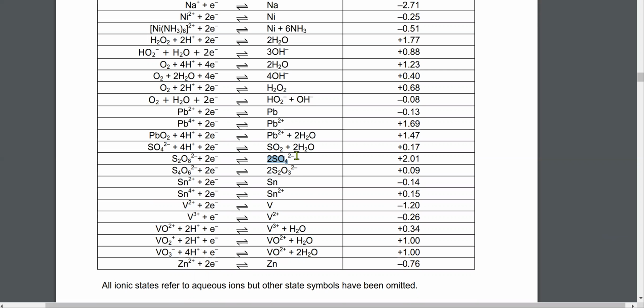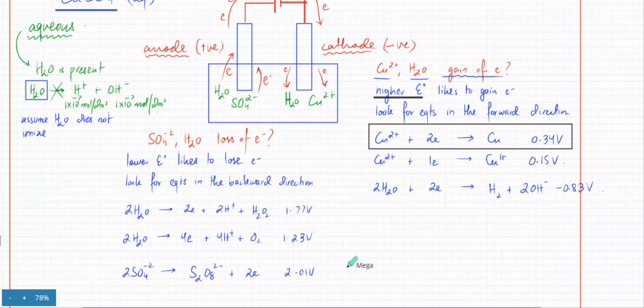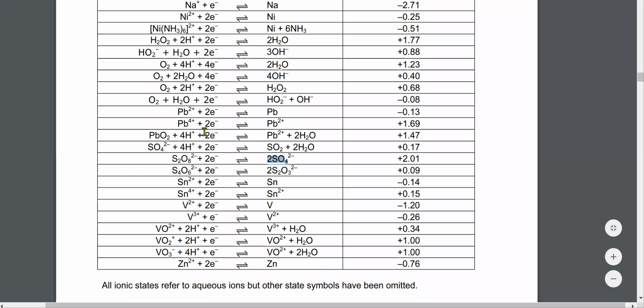So this equation is 2SO4 2-. It would end up losing electrons to form S2O8 2- plus 2 electrons, and the value is 2.01 volts. Okay, that's the value. So I've written that down as well. Now, in the actual paper, you don't have to waste time writing these equations, because these equations would be written in the data booklet. You would just mark them over here, and you're going to select the right one.